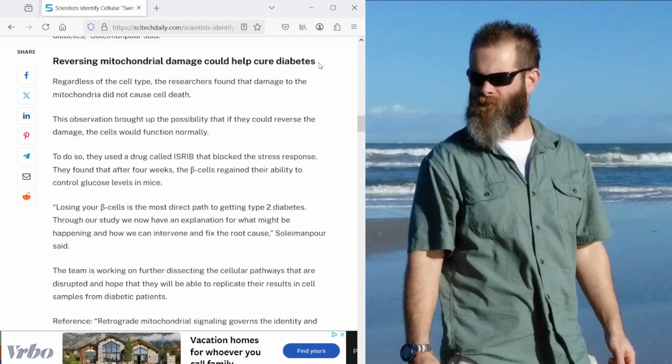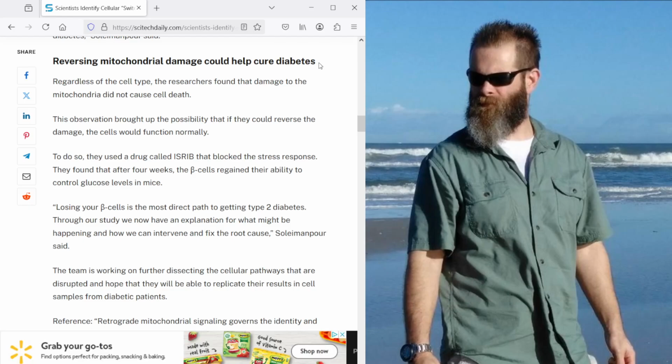And I've mentioned what I think it is several times. But as they state right here, regardless of the cell type, the researchers found that damage to the mitochondria did not cause cell death. All right, so this brought up the possibility that they could reverse the damage, and these cells would be able to function normally, right? And then they talk about a drug that they're coming up with.